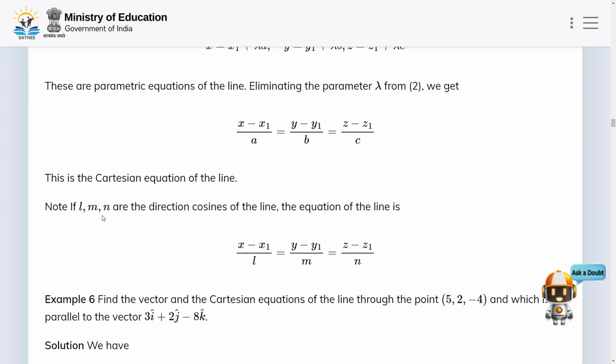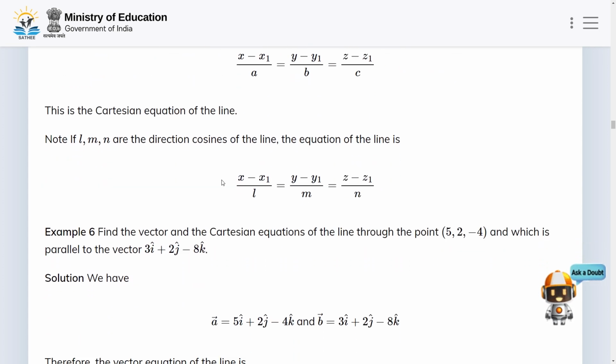Note that if l, m, n are the direction cosines of the line, then the equation of the line is x minus x1 divided by l, equals y minus y1 divided by m, equals z minus z1 divided by n.